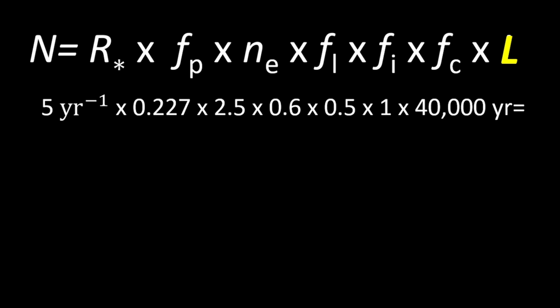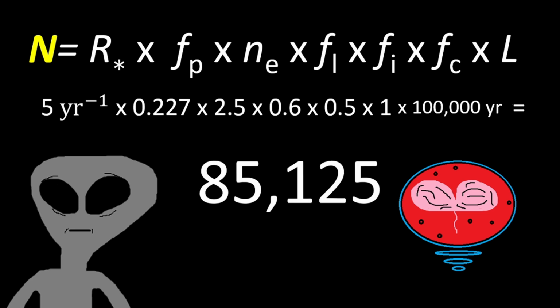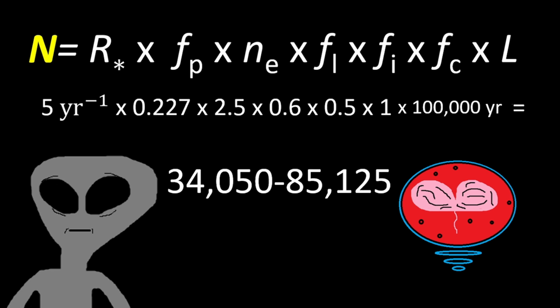And if we multiply all of those values, we get 34,050 of those signal-sending advanced civilizations. Now, if we were going to plug in the higher end of L of 100,000 years for the length of time that they release signals, then we get 85,125. With our estimate, there are 34 to 85,000 civilizations currently that we should be able to detect at some point. Although this number may seem high at first glance, it is tame in comparison to the high end of Drake's original estimate of 50 million in 1961.